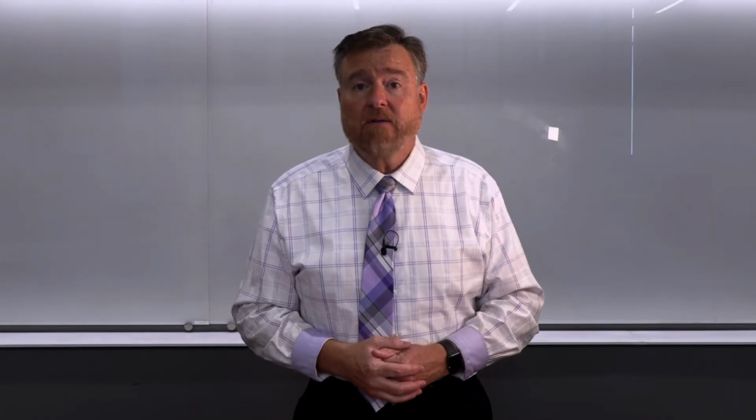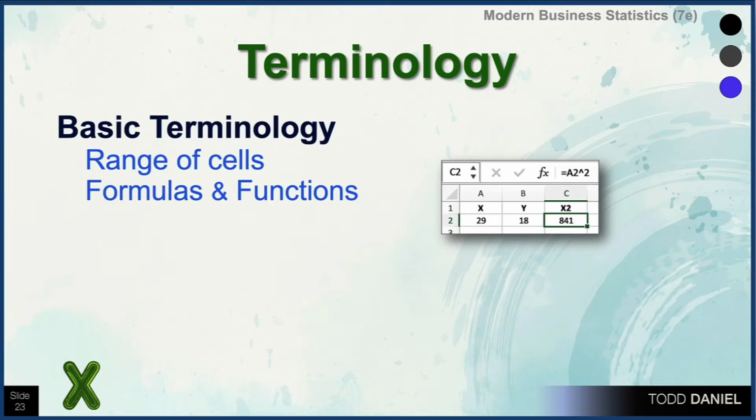The real power of Excel is the use of formulas and functions. A formula is something that you could type yourself. In cell A2, we have the number 29 as an X value. To square that value, I could put my cursor in cell C2 and type equal sign, because formulas and functions always begin with an equal sign. Reference the cell A2, followed by caret 2, indicating square this value, giving us the number 841.